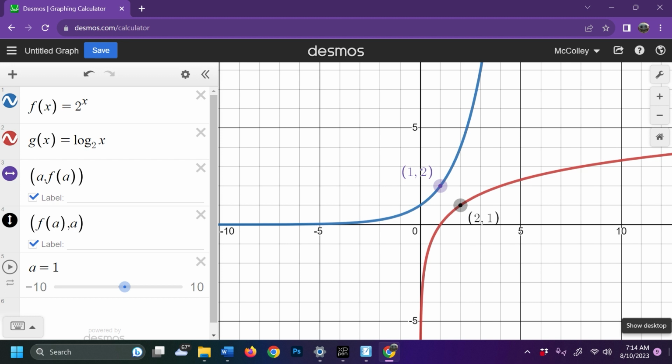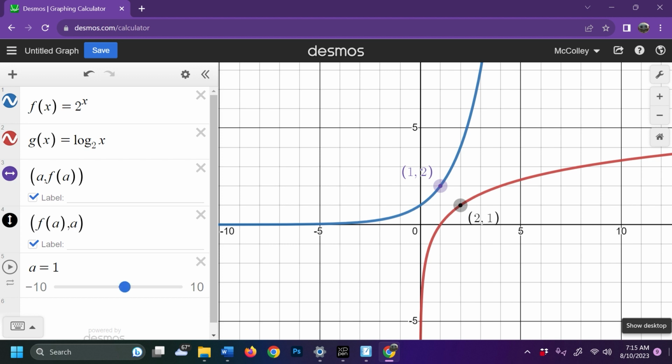So this point 1, 2, when I plug 1 into this function, 2 to the first gives me 2, and then I switch the x and the y from the purple point to f of a in the black point. And you'll notice that it immediately lines up on this logarithmic function.